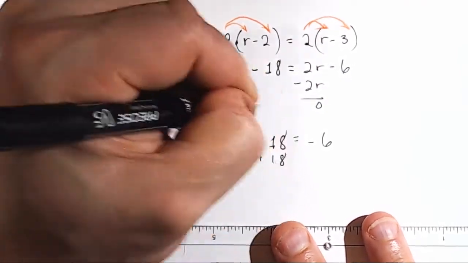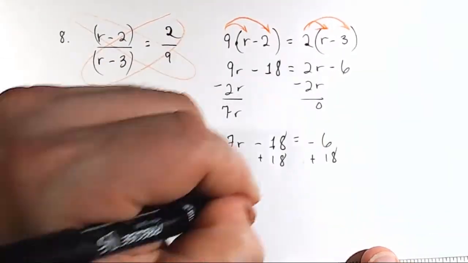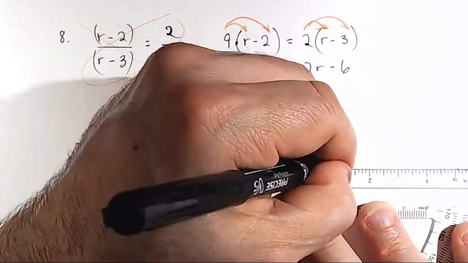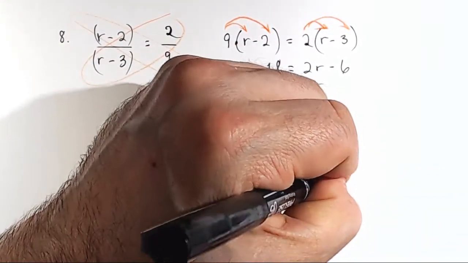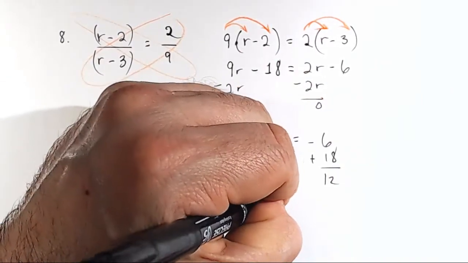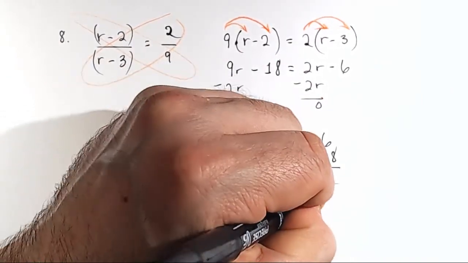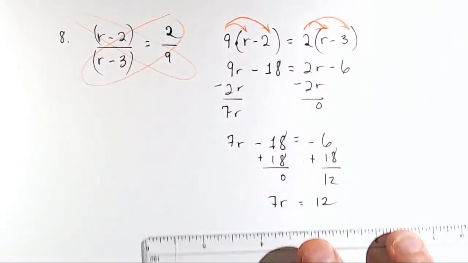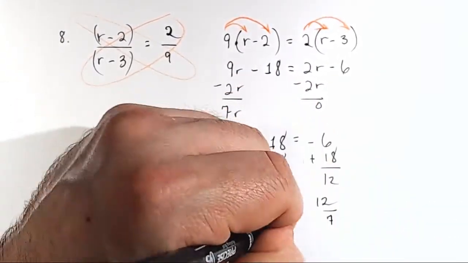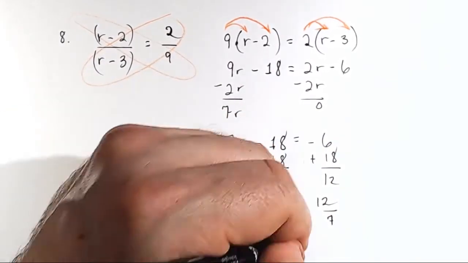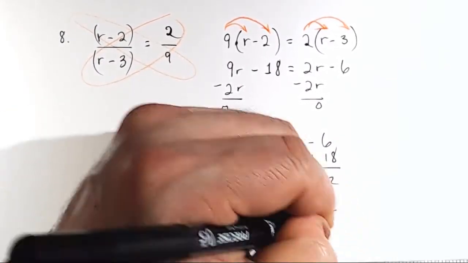Plus 18 on both sides. Now, on the left, negative 18 plus 18 is 0. Negative 6 plus 18 is 12. Let's rewrite. I've got 7r equals 12. Divide both sides by 7. The 7's cancel. We have r equals 12 over 7.